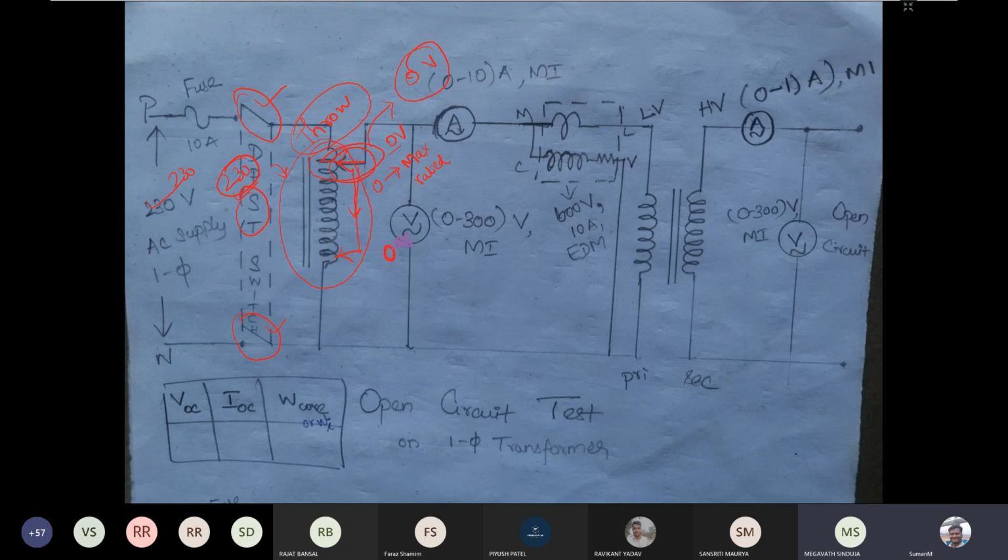Now in the open circuit test, you are going to measure the voltage, the current, and the power. This is the primary winding and this is the secondary winding. Now you have to open circuit the transformer secondary. There are two windings: one is the low voltage winding and the second is the high voltage winding, which is the same as primary, nothing different.